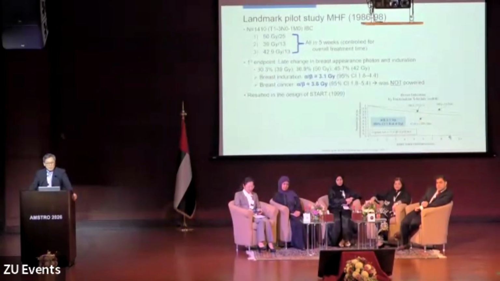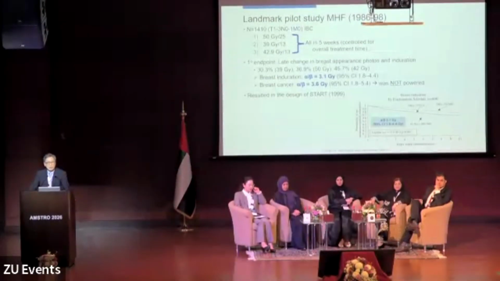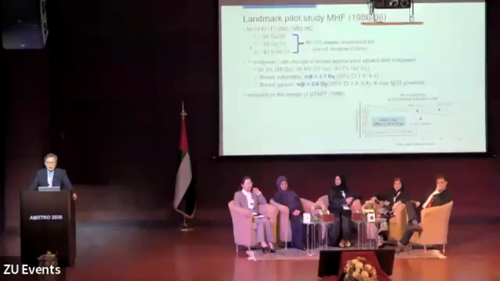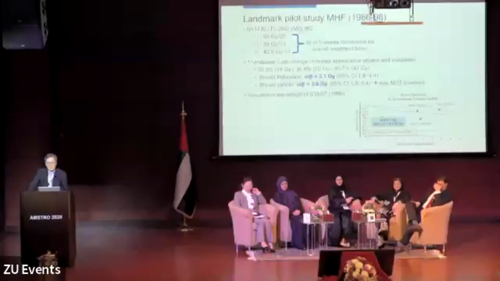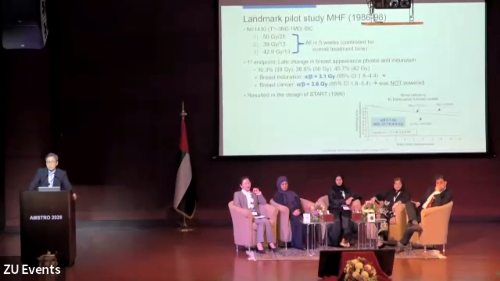So this is the landmark study from the UK, over 1,400 women, T1 through 3, N0. They did include up to N1 patients. They compared the standard arm with the 2 experimental arms, 39 gray and 42.9 gray. All the fractions were delivered over 5 weeks. So in the 13 fraction arm, it was delivered every other day. Primary endpoint was a late change in the breast appearance in the photo and induration. As you can see here, these are the outcomes in terms of the primary outcomes. And from this, they deduced that the approximation of the breast induration alpha beta ratio is 3.1.